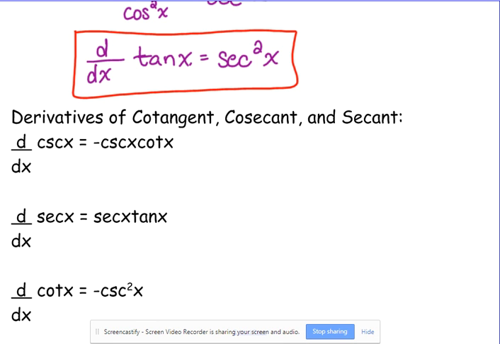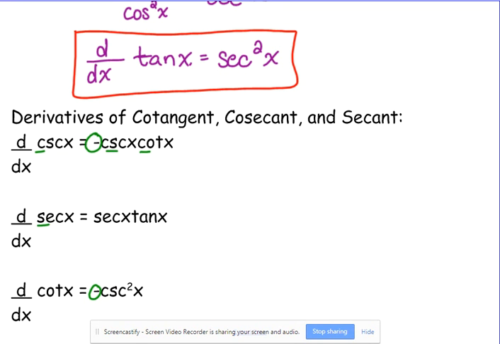Cosecant is negative cosecant cotangent. One way I remember that is all the cos go together, okay? Cosecant, cosecant, cotangent. And just like the derivative of cosine is negative sine, the derivatives of all your cos are negative. So cosine, cosecant, cotangent, all of those are negative. The ones that aren't cos, sine, tangent, and secant are all positive.